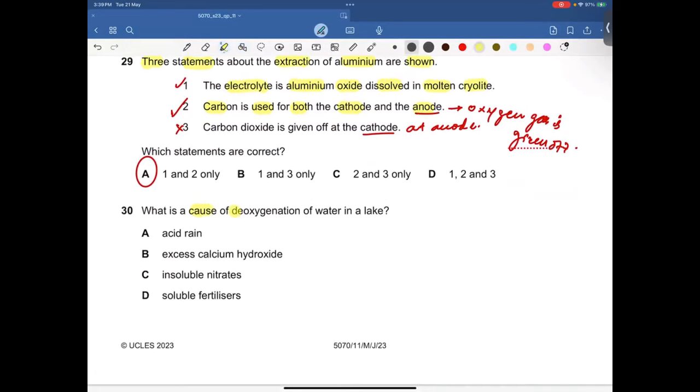What causes the deoxygenation of water in the lake? I think that's the eutrophication process. And in eutrophication, the fertilizers play a key role in the deoxygenation of water. And I think D is going to be the right answer.